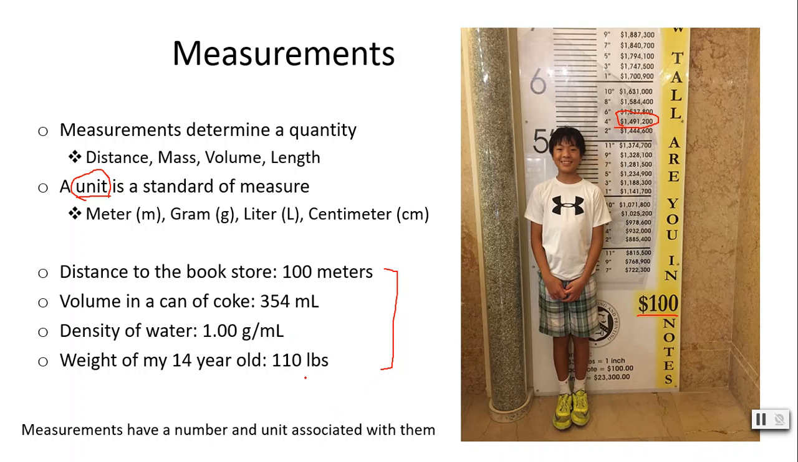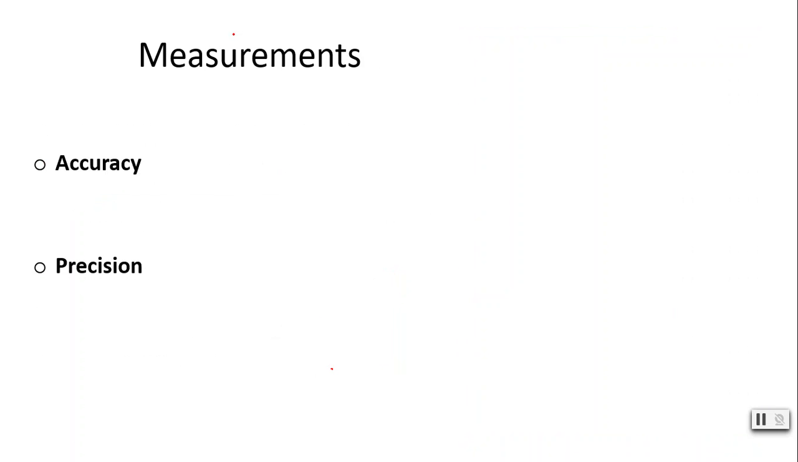The number and the unit are both important when recording a measurement or dealing with a measurement in a calculation. So now you know the two parts of a measurement, the number and the unit. When we talk about measurements, we use these terms accuracy and precision.